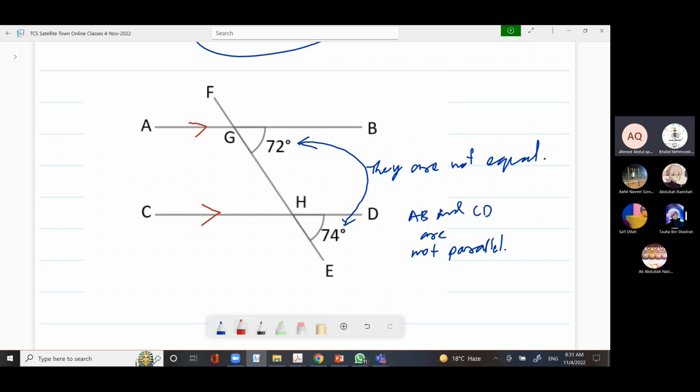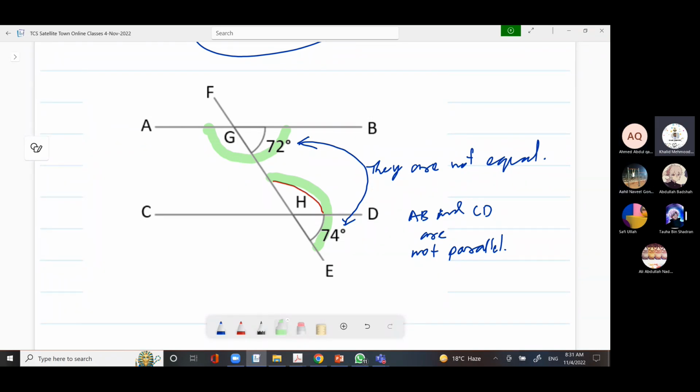But at least we can find the value of H. What about H? Sir, H and 74 are supplementary and G and H are alternate. Hmm, supplementary, and G and H are not alternate. Why? Because AB and CD are not parallel lines. Alternate angles work in parallel lines, and they are not parallel lines. So it means we can't find G with the help of H, but we can find G with the help of 72. Yes, supplementary. You are perfectly right.